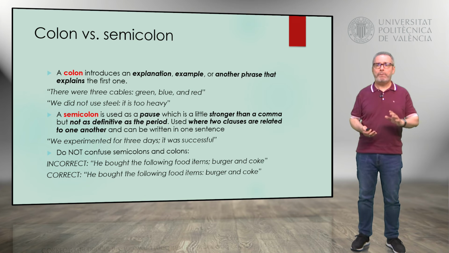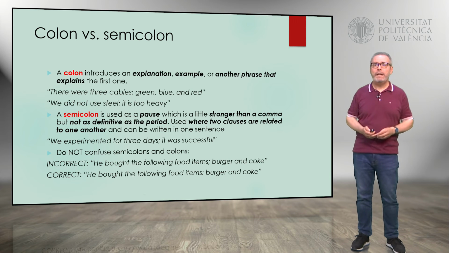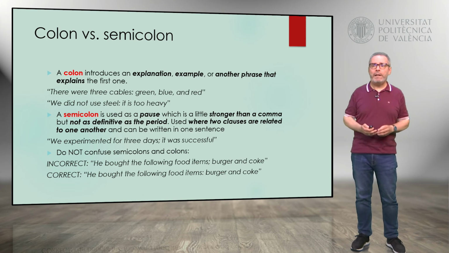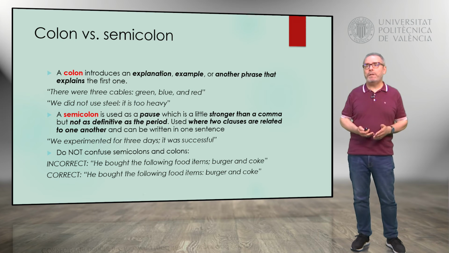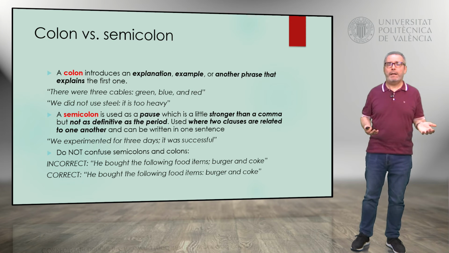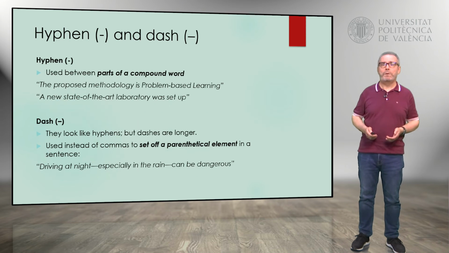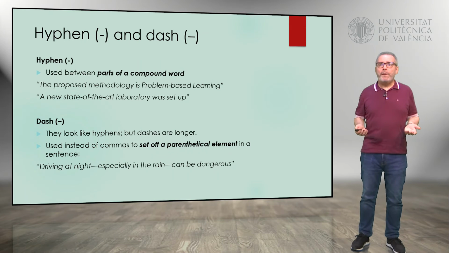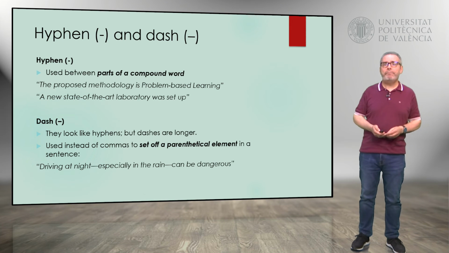Here we have some examples of the use of a colon and semicolon, but here we have a typical mistake. Instead of saying "He bought the following food items; burger and Coke," here we would use a colon because we're giving examples. Other punctuation marks are a hyphen or a dash.